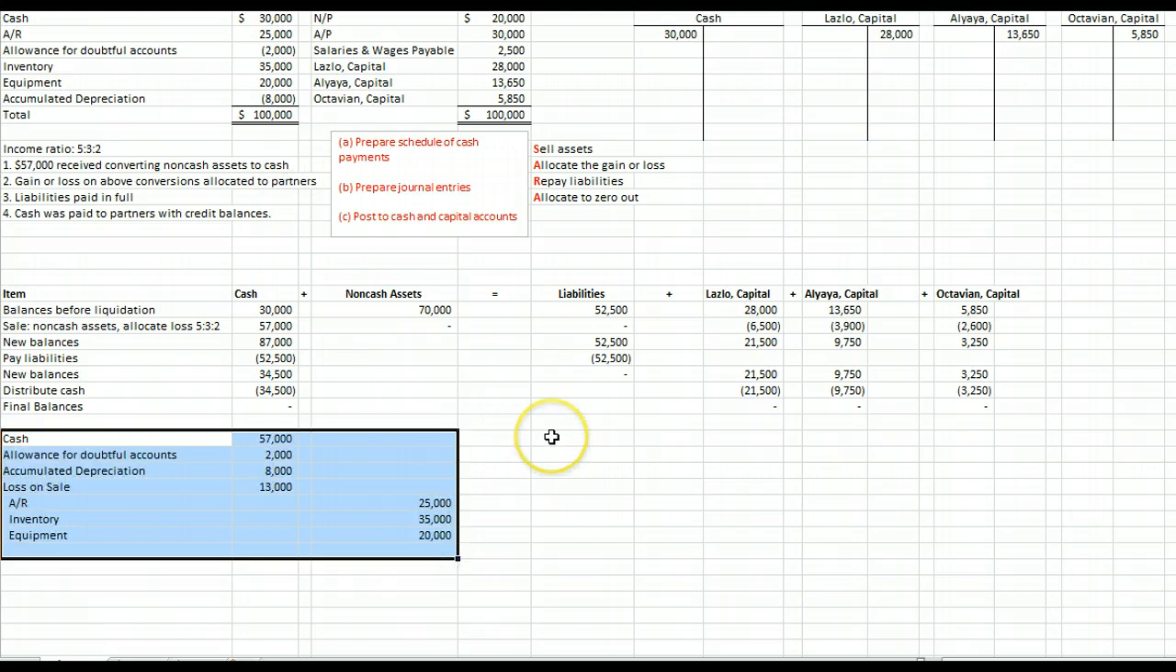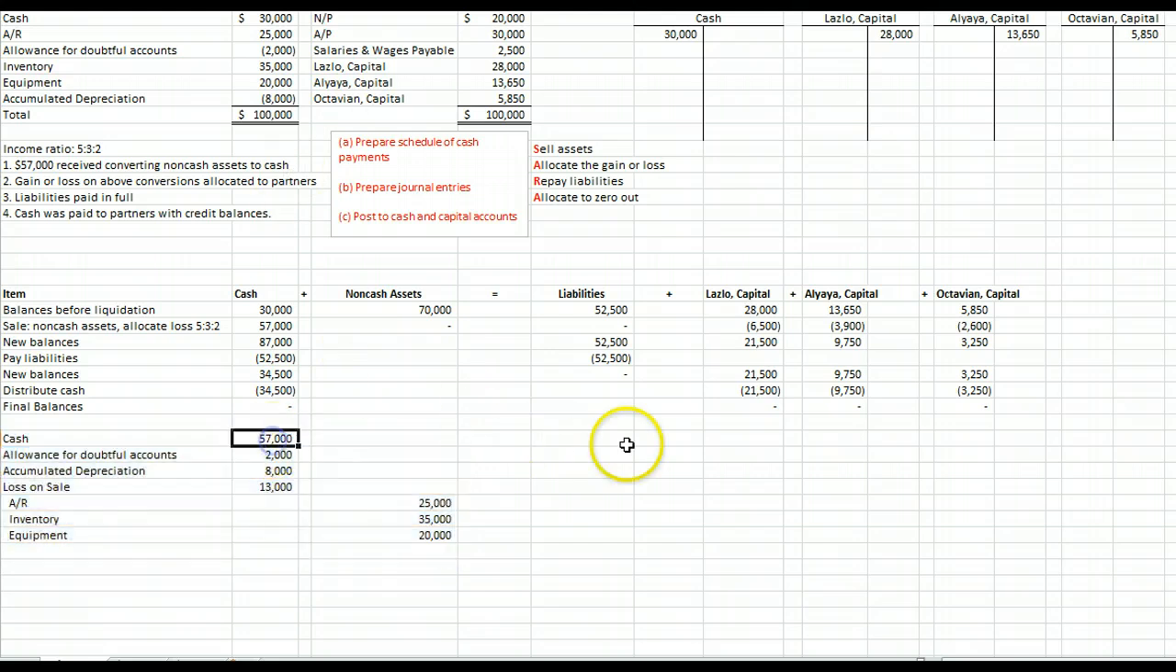receive cash for selling our assets. Cash goes up by $57,000. Allowance for doubtful accounts had a credit balance, so we debit it to zero it out. Accumulated depreciation had a credit balance, so we debit it to balance it out. Then over here, accounts receivable had a debit balance, so we credit it for 25. Inventory had a debit balance of 35, so we credit it for 35.